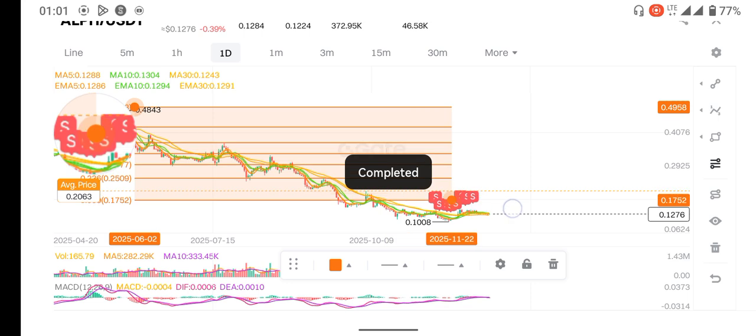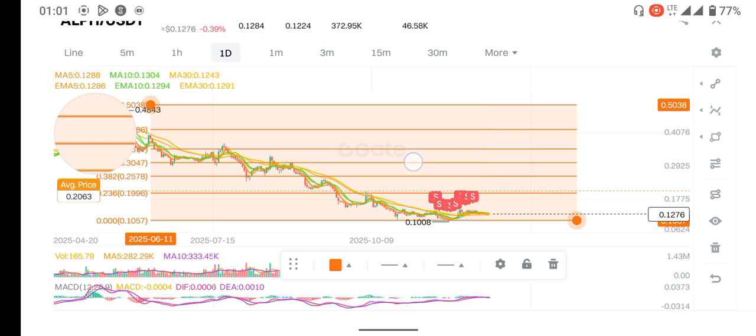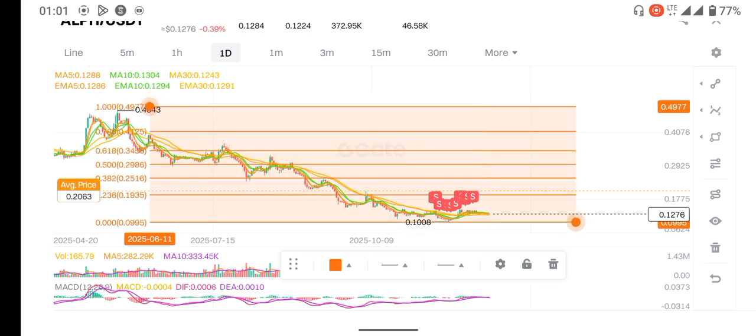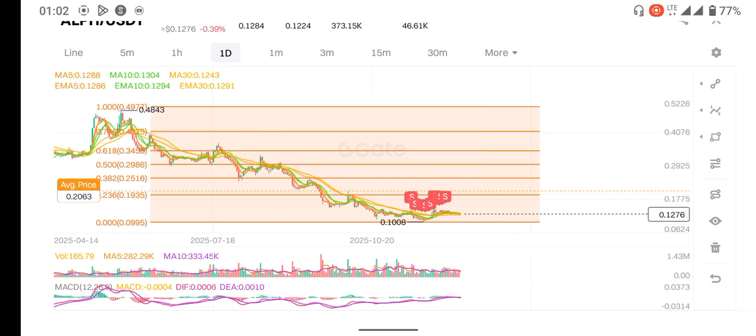So let's draw this. Okay, at the daily chart, using Fibonacci retracement at 61.8%, we're expecting the price to recover to 0.3456. At 78%, we're expecting the price to recover to 0.4125. That's 0.4. And at 100%, we're expecting the price to recover to 0.48, which is absolutely phenomenal.